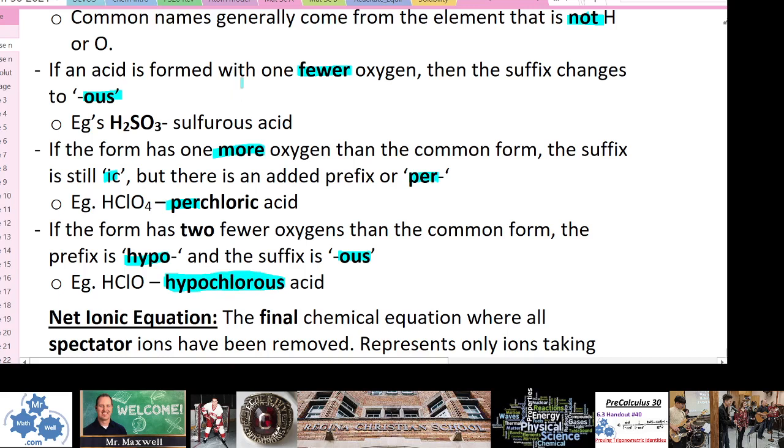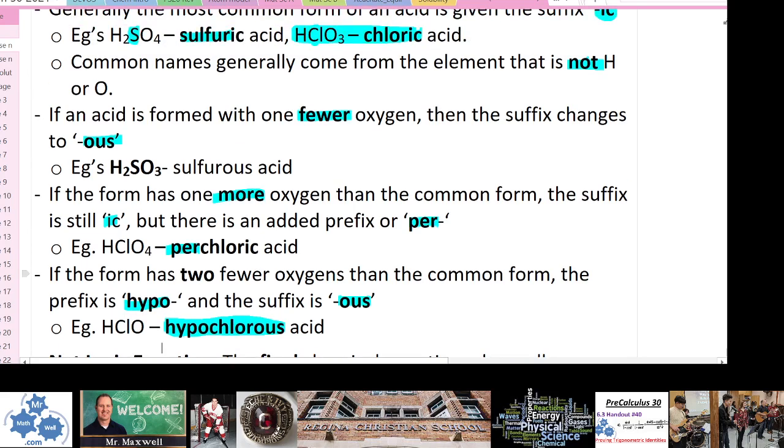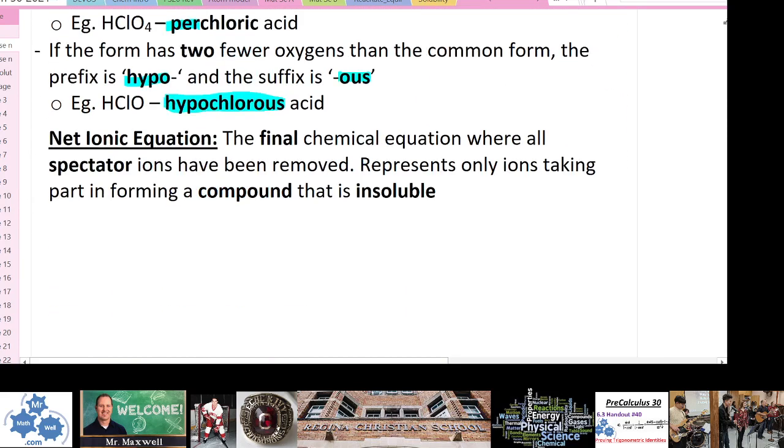So you're going to want to study these rules. You're going to want to study your common forms of the acids, and that's probably as far as we're going to go here with the naming. That's going to get you quite far. So you can refer to those rules when coming across acids in labs or in your textbook.